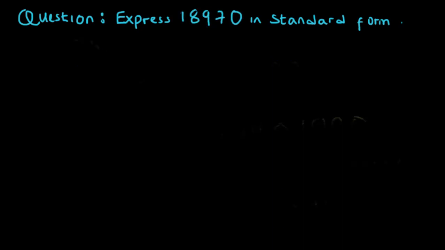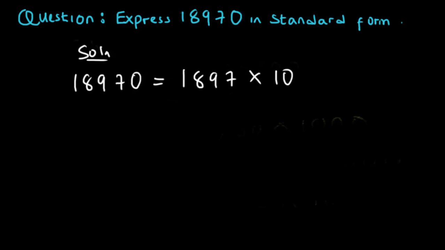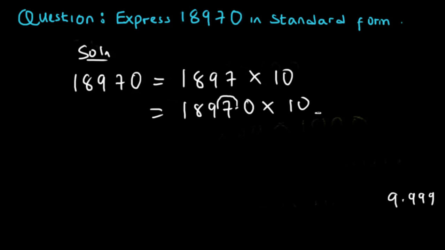So we have this question, express 18970 in standard form. So we have 18970. Now this number has just 1 zero, so we'll be having 1897 times 10. And this is the same thing as 1897.0 times 10. I hope you understand. Now 1897 is greater than 9.999. So we have to move the decimal point to the left once. And by doing that, we have to add another 0. So we'll be having 189.70 times 10. We add another 0, so we have 100.